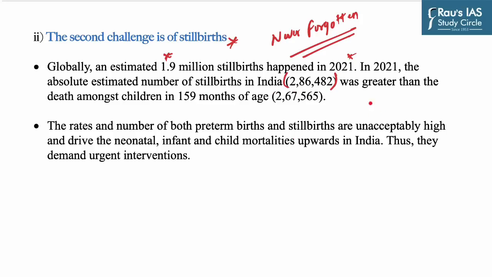And it was greater than the deaths among children in the 1 to 59 month age category, which was around 2.7 lakh. So there are more stillbirths in India than deaths of children aged 1 to 59 months. The rates and numbers of both preterm birth and stillbirth are unacceptably high and drive the neonatal, infant and child mortalities upwards in India. Thus, they demand urgent interventions.